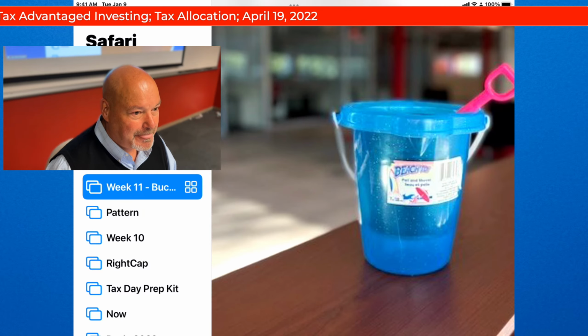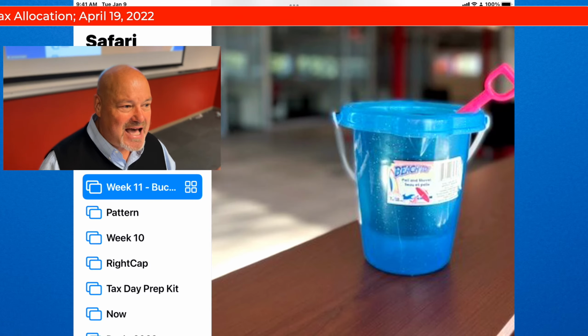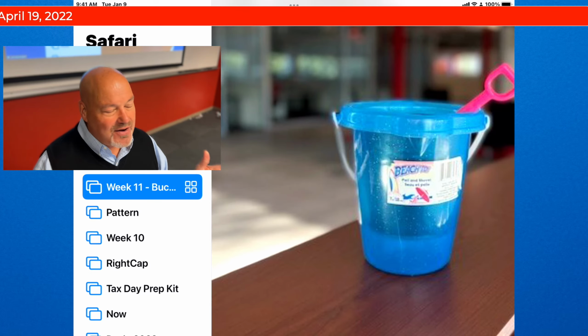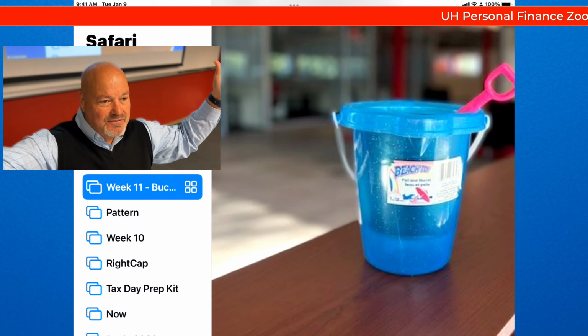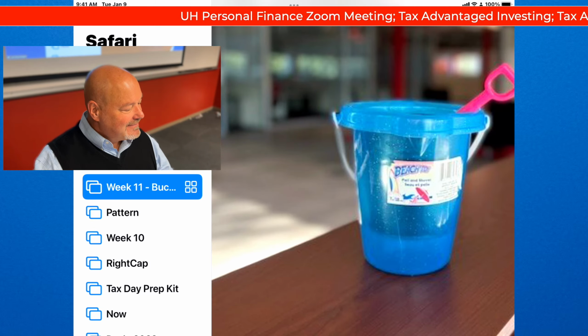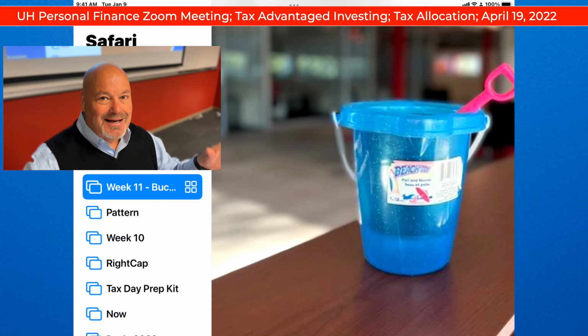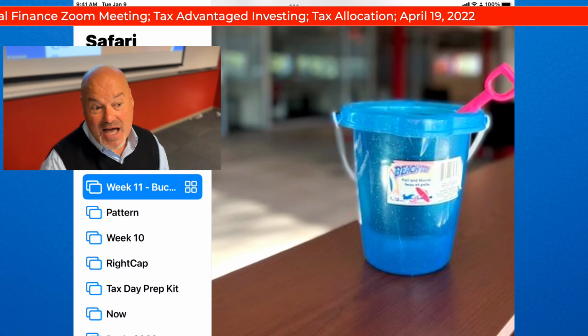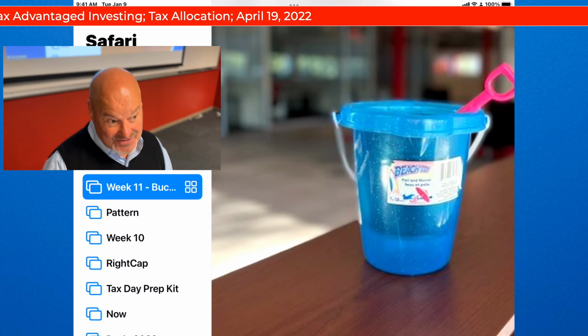But here's the thing. If you're doing those strategies in a non-tax advantaged way, every time you do one of those strategies, every time you sell that big piece of your portfolio because you have all that profit, you're going to pay tax on that. And so that's what this blue bucket represents. This blue bucket represents a non-tax qualified type of account. We call it taxable because you pay taxes on it.